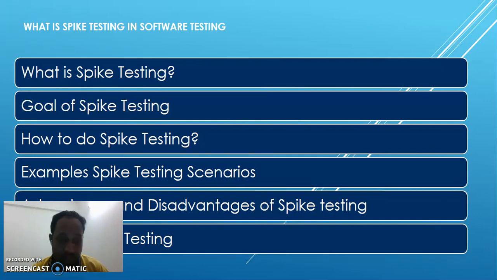The goal of spike testing is to see how the system responds to unexpected behavior. Spike testing shows how system performance declines when there is a sudden high load, and when the load is diminished, how the server will behave. That kind of behavior we can understand from spike testing.